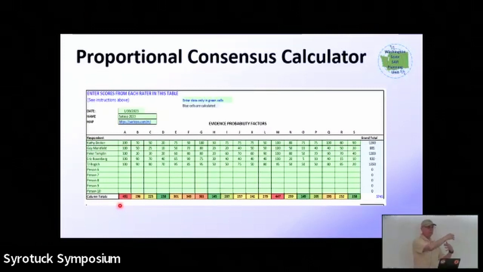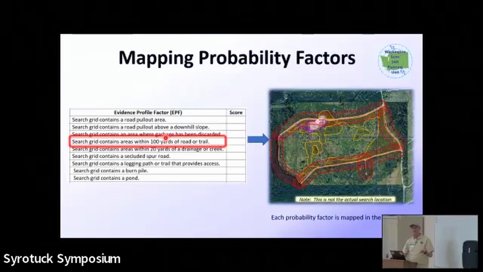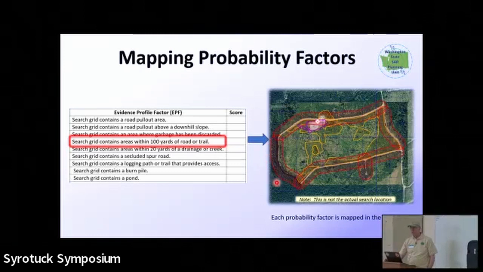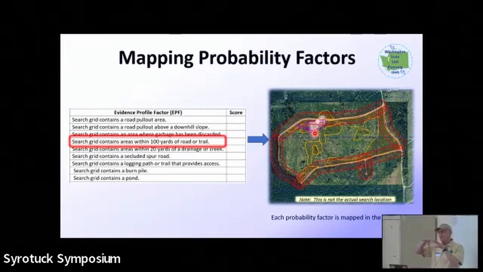We have relative scores assigned, and as a next step, we take each of those probability factors and represent those on the map, all right? So in this example, we can see these red buffers are a 100-yard buffer within roads and trails. The yellow shapes here, which may be a little bit harder to see, are areas where there was denser tree coverage or foliage, more concealment, okay?